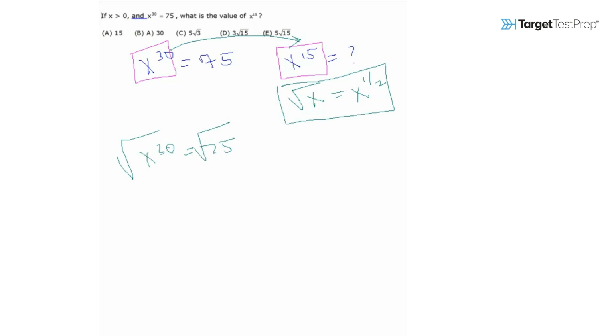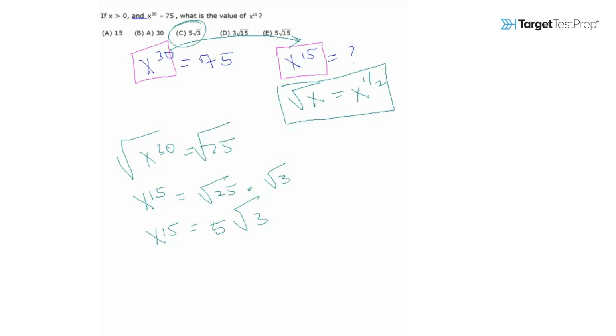On the left, we're going to get x to the 15th. And we're going to get that's equal to, we'll break this down to the square root of 25 times the square root of 3. So x to the 15th is equal to 5 times the square root of 3. Okay, so that means we're looking at answer choice C here. So the key thing to see is that when we take the square root, we cut the exponent down by half.